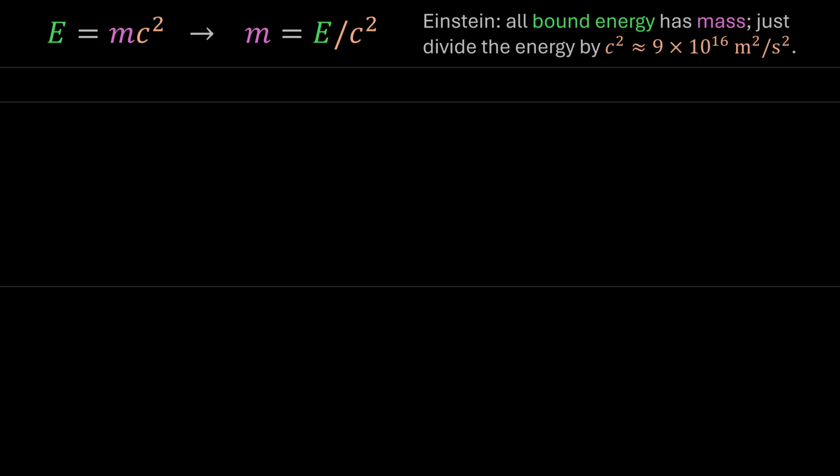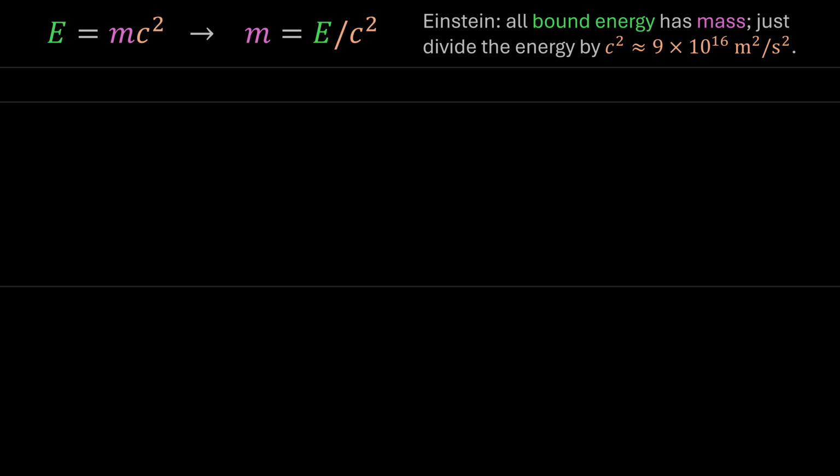And of course, this is just the same equation. But when you look at it this way, you can say, whoa, if you have some energy, E, that's bound, then that's going to have mass. And to calculate the mass of the bound energy, you just divide it by the speed of light squared, which is about 9 times 10 to the 16 meters squared per second squared. So that's a huge number. So when you divide energy by a huge number, you get a pretty small number. And that's why bound energy, even though it does have mass, doesn't have very much mass relative to how much energy it has.